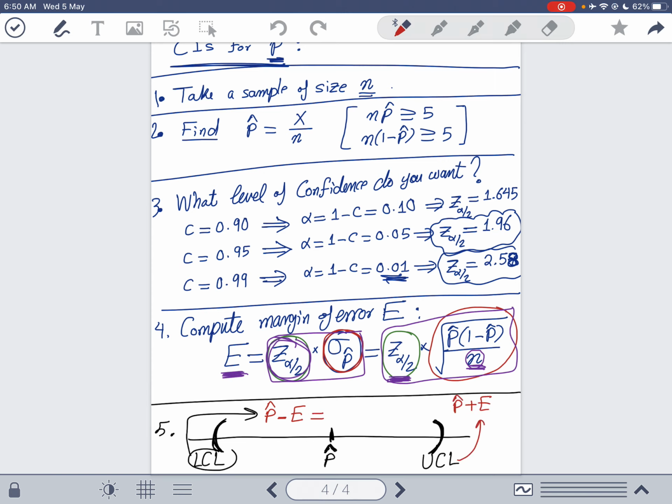And so if you want to write the entire thing, you say p hat minus z alpha over 2 sigma p hat, if you want it to be a little shorter. But you can also write the entire thing. So you can say p hat minus z alpha over 2 times radical p times 1 minus p over n, but because we don't know p, we'll use p hat. And for the upper confidence limit you'll put a plus, and you're done. Remember that p hat is exactly in the middle of this interval.